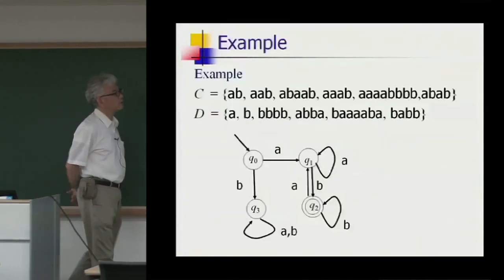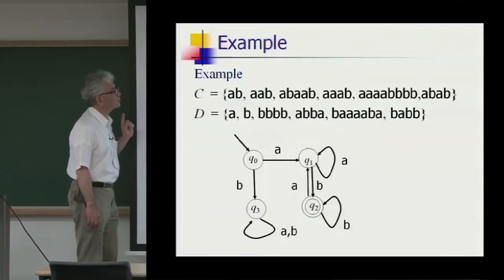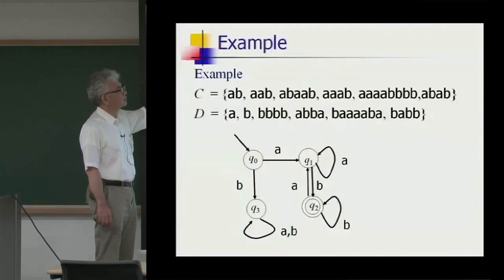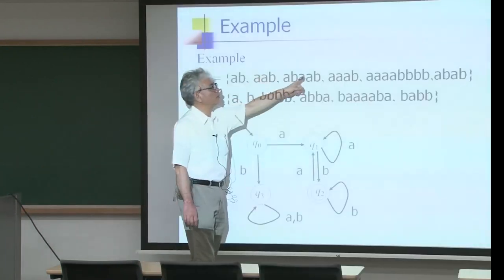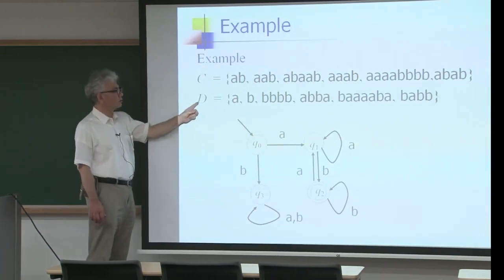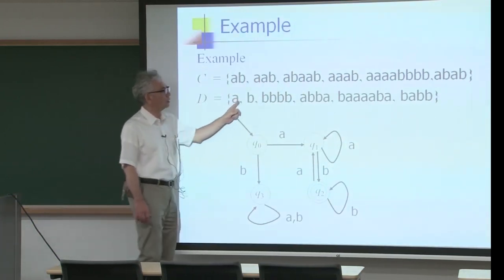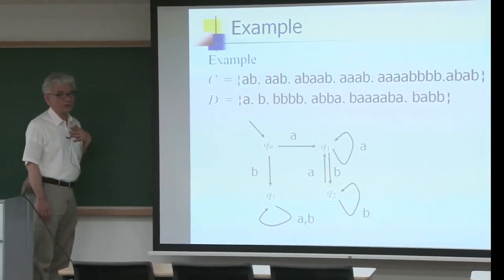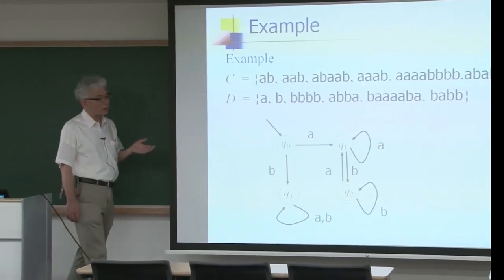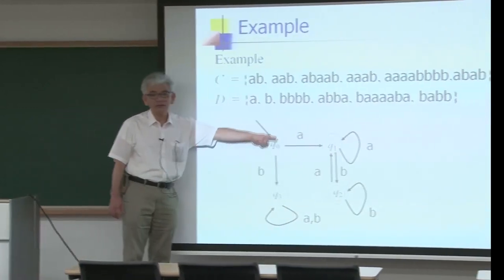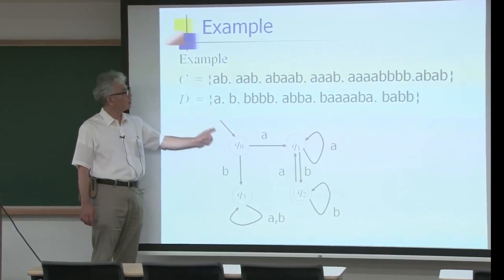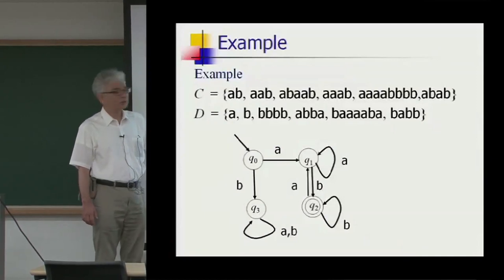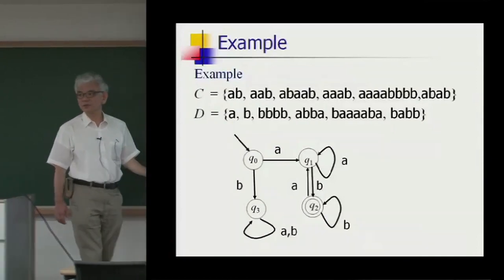This is a very simple example. This is an example of C. We assume that C consists of AB, AAB, ABBA, and so on. And the negative examples consist of A, B, BBB, ABBA, and so on. And our requirement is to output an automaton such as this one. This automaton accepts all of the positive examples and rejects all of the negative examples.